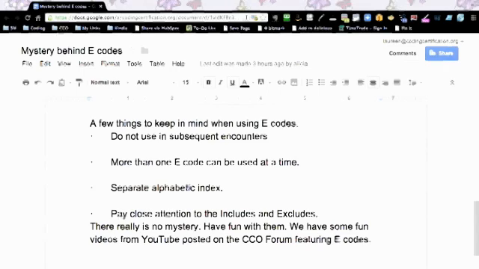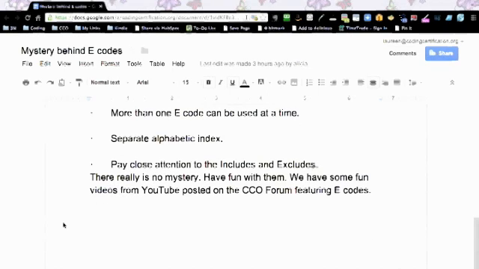Another thing to keep in mind is that there's a separate alphabetic index for e-codes. So when you look in your index and you're trying to find an auto accident, you're not going to find it because they have their own index. Also, pay attention to the includes and excludes in the e-codes. That's what's fine-tuning to make sure you've got the proper code. And they can be kind of humorous, so you can have a lot of fun with them.